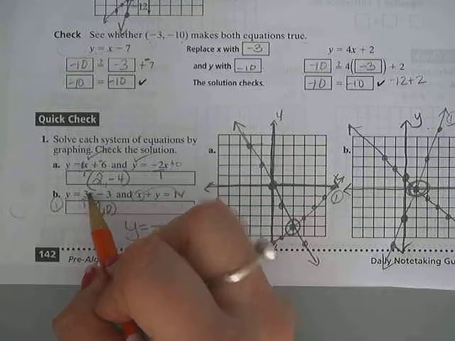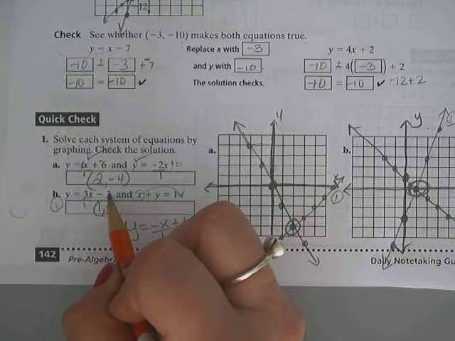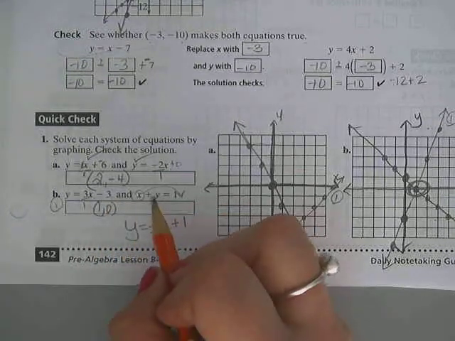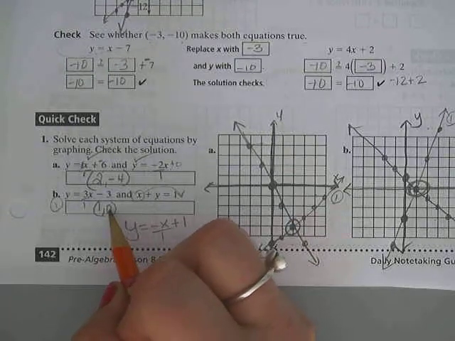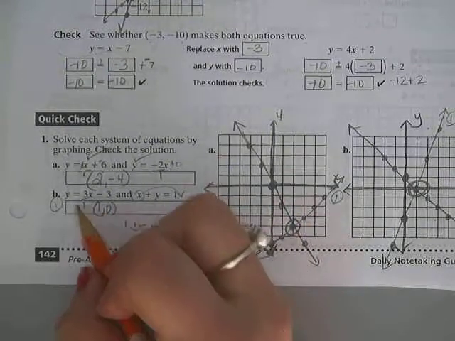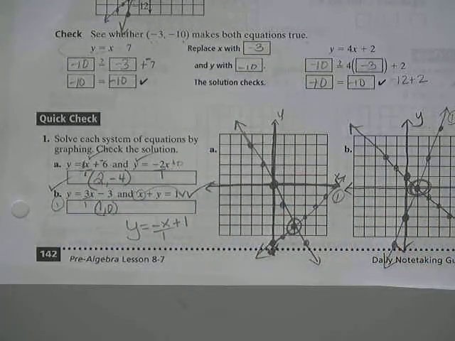What's my point of intersection? 1, 0. Now let's check it. 3 times 1 is 3. 3 minus 3 is 0. Good. Let's check this one. X plus y equals 1. Well, what's 1 plus 0? 1. So they both check out.